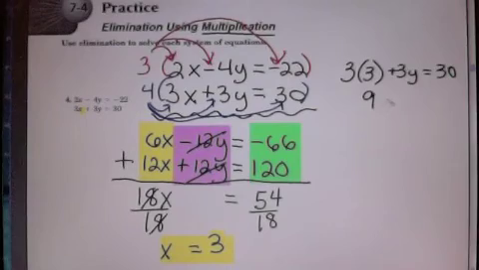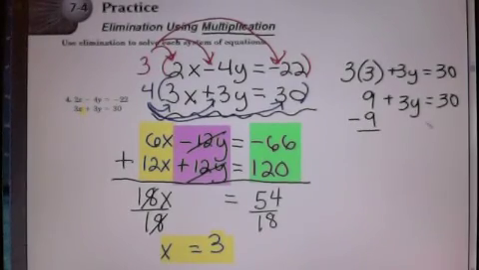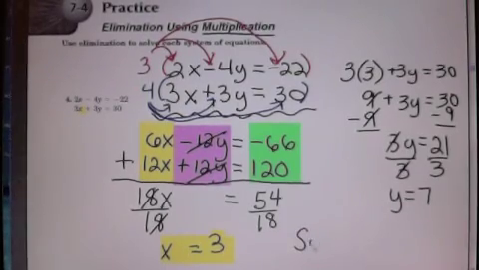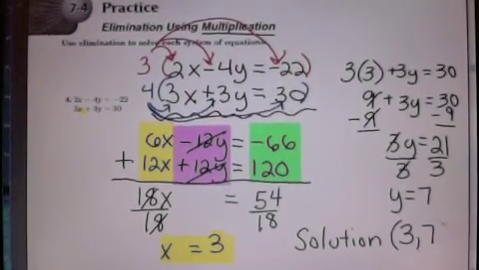Simplify, 3 times 3 is 9. Now solve your two-step equation. Subtract 9 on both sides. Bring down your 3y. Simplify your 30 minus 9. Divide both sides by 3. And y equals 7. So my solution, x equals 3 when y equals 7.